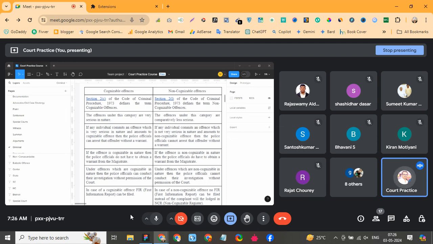Cognizable offense means serious in nature, non-cognizable means non-serious in nature. We have gone through the definition. Serious in nature means if there is punishment of 2 years or more, and if the punishment is less than that, then we can say it is non-serious in nature. In a cognizable offense, police can arrest or investigate without a warrant.